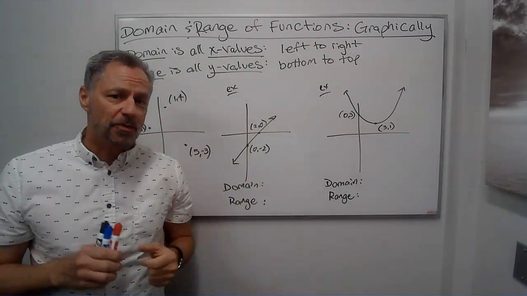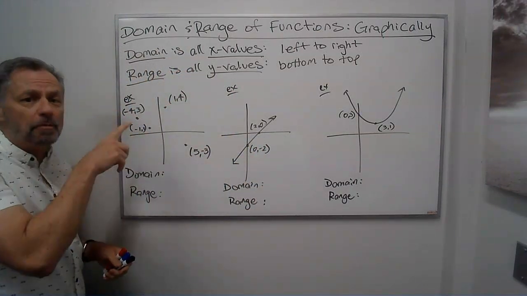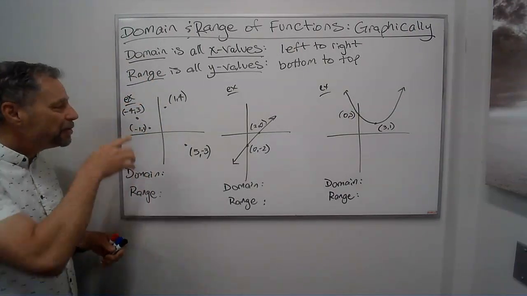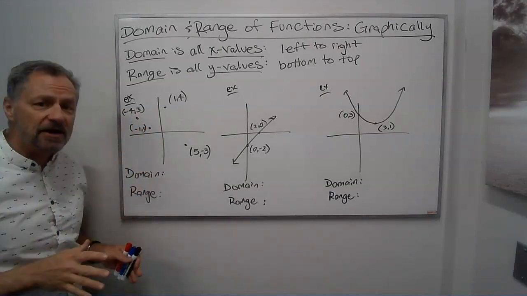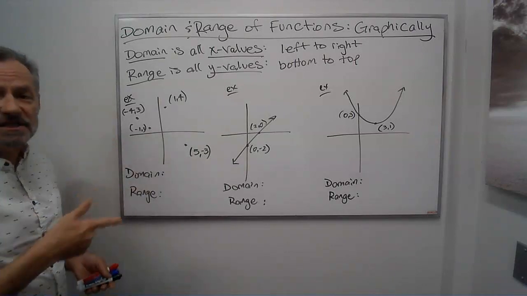So let's look at 3 different examples. All right, my first example, they just give us 4 points. They say this function is just defined by these 4 points. And we don't play dot to dot. We don't connect the dots. We just look at the 4 points. That's the entire function. So since the domain is the x values, we just list the x values.